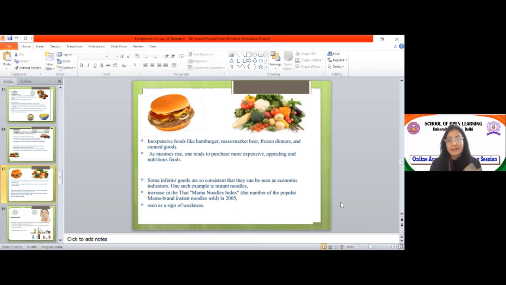One such example is instant noodles. Suppose instant noodles are not giving you much nutritional value. It is actually that sort of inferior good, but still you purchase it, and even if the price increases, you will tend to go for instant noodles only. So what we are trying to understand is that there are some exceptions to the law of demand which do not work in the real world.